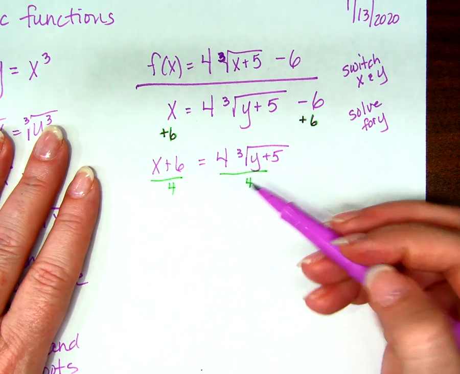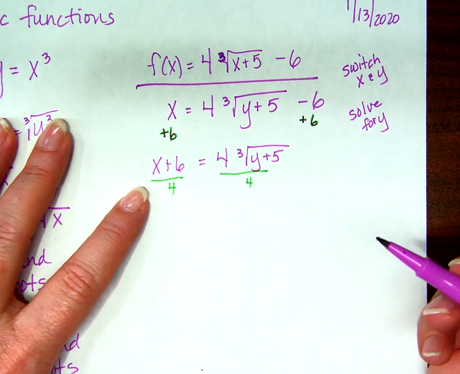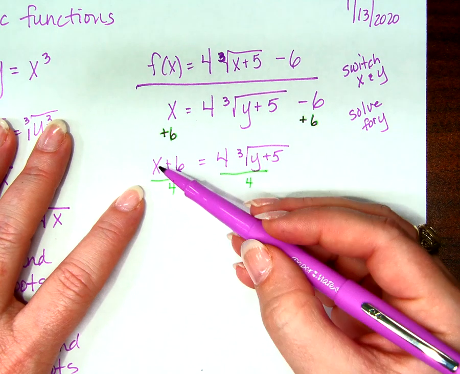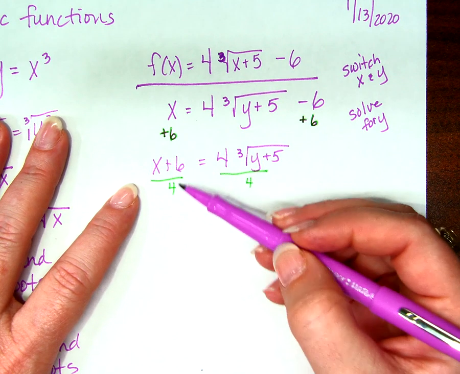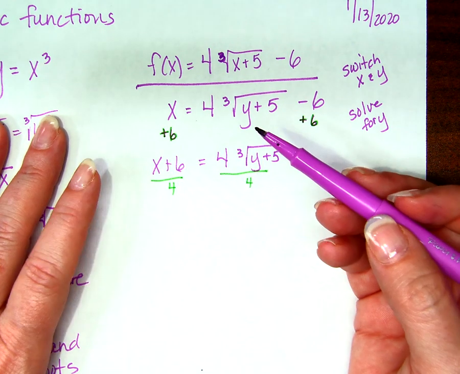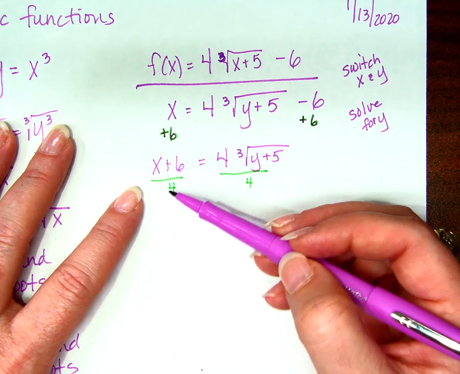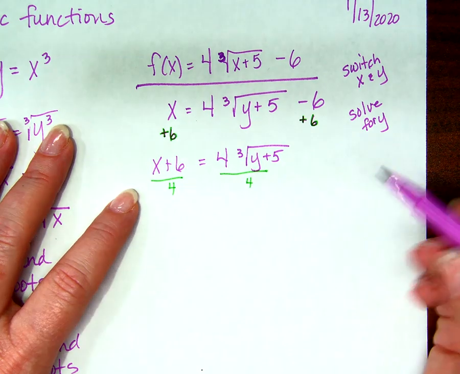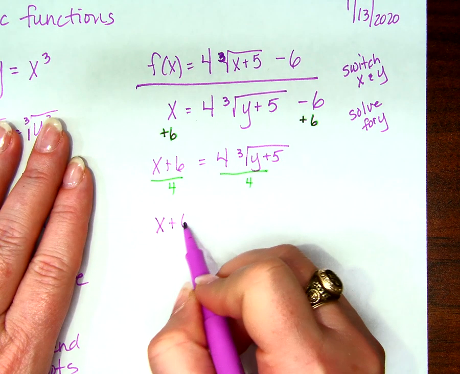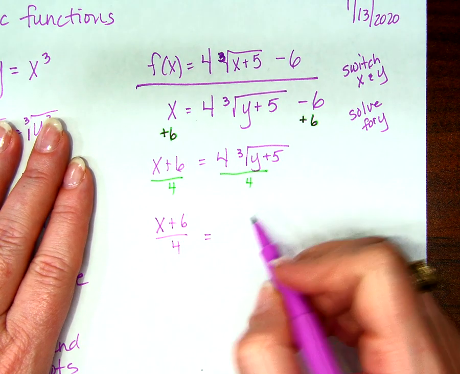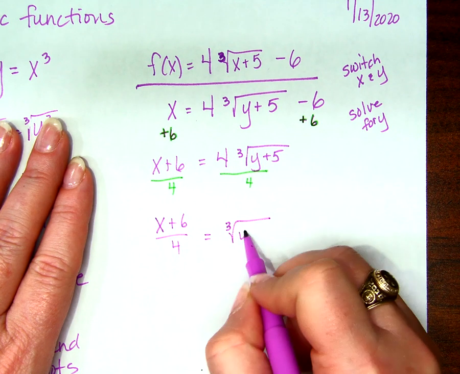So what am I dividing by 4 on this left-hand side? Everything, right? So should I go ahead and go to fractions, or should I leave it like this? I mean, this is a fraction too, right? Am I splitting it into 2 parts, or do you want me to leave it as 1 part? Okay, so I have (x + 6)/4 equals the cube root of y plus 5.